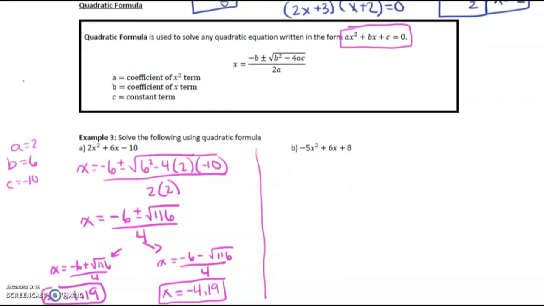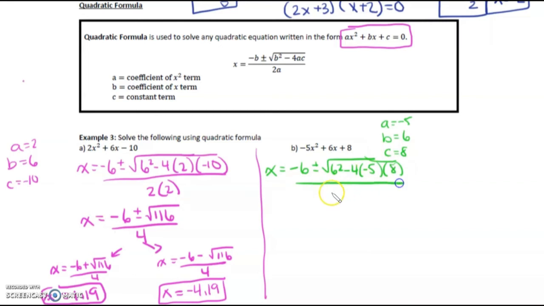Okay, let's do B. So our A is going to be negative 5, our B is going to be 6, and our C is going to be 8. So we have x equals negative b plus minus the square root of b squared minus 4 times a, where a is negative 5 and c is 8, all over 2a, so 2 times negative 5.